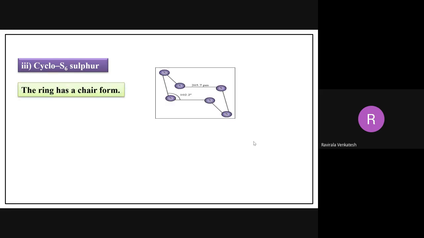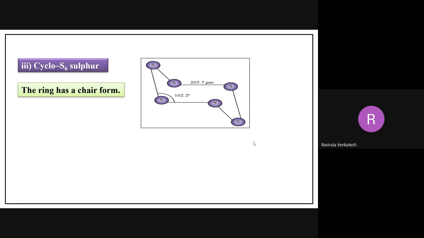Next, if you observe, third one, cyclic structure, S6 form, also called chair form also beta. This is the structure of the chair. Generally old person बैठते हैं ना इस type of chair में. So this is called cyclic structure, chair form. It is having S6 as a molecular formula, and the bond length here we are going to see something like this.